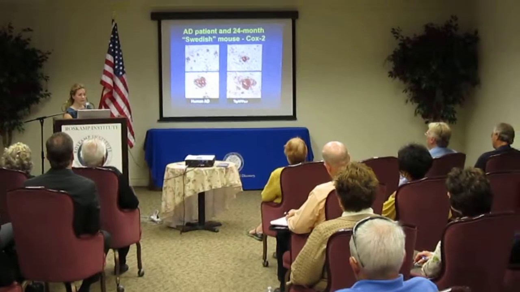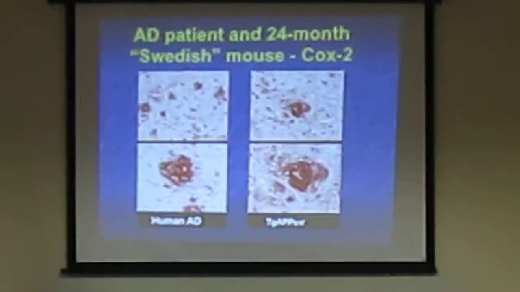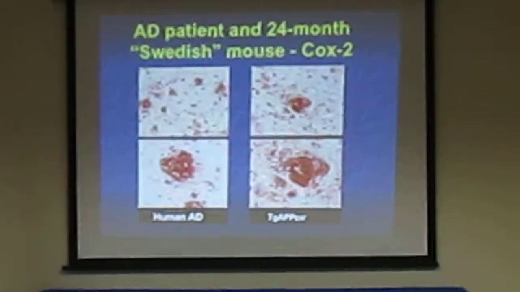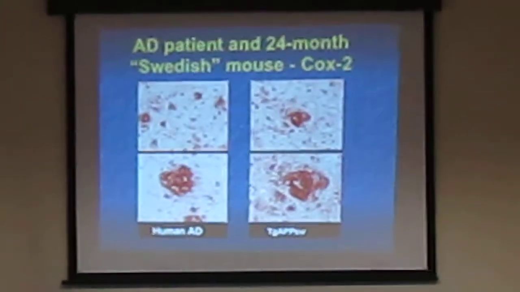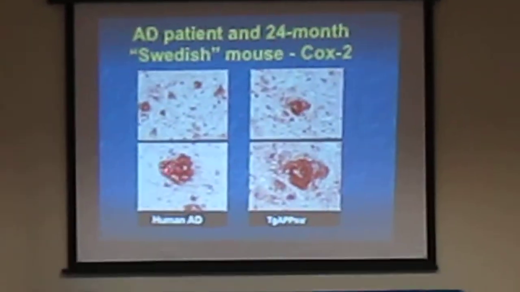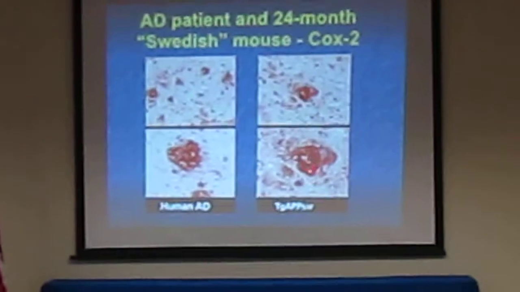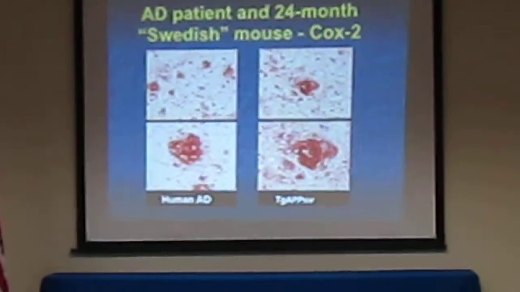This on the right is the transgenic mouse. This is a human Alzheimer patient. And the stain that we're using here to detect the amyloid plaque is COX-2. It's an inflammatory marker. So you can see that when we look at inflammation around the amyloid plaque in the human and in the mouse, it's very, very similar.